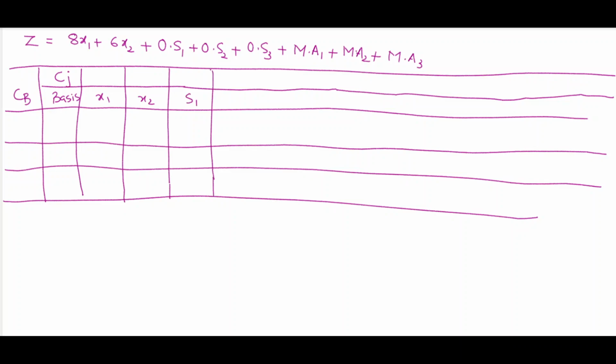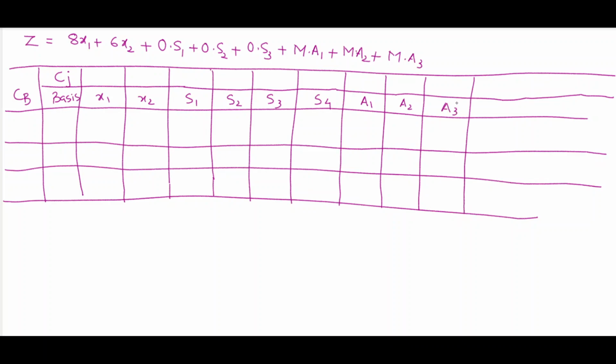S1, S2, S3, S4, next A1, A2, A3. In this problem we have up to artificial variable A3.